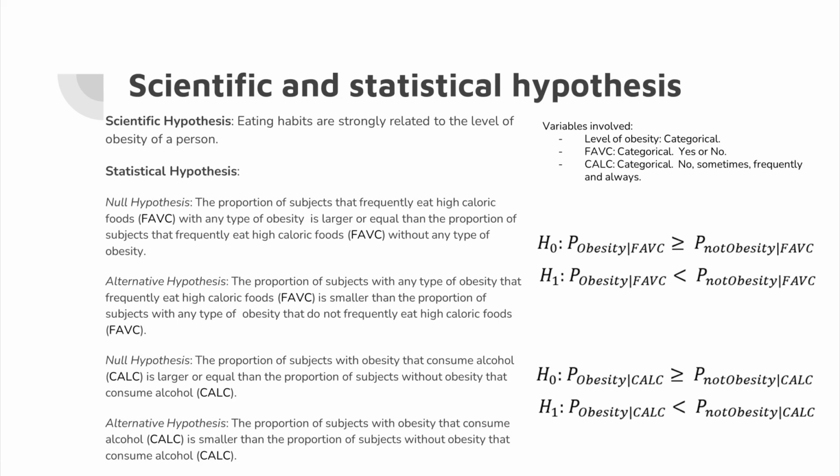Our second statistical hypothesis for the scientific hypothesis starts with its null hypothesis that the proportion of subjects with obesity that consume alcohol is larger or equal than the proportion of subjects without obesity that consume alcohol. Its alternative hypothesis states that the proportion of subjects with obesity that consume alcohol is smaller than the proportion of subjects without obesity that consume alcohol. For this hypothesis, we use the level of obesity, the variable FAVC, and the variable CALC.